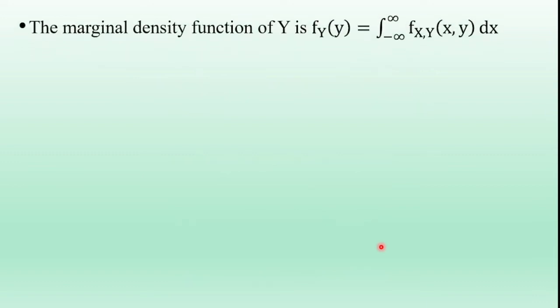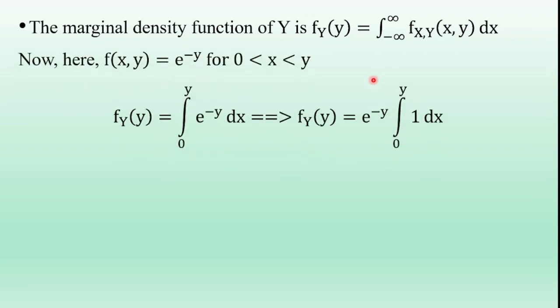Next, find the marginal density function of random variable Y. We know that the expression of the marginal density function of the random variable Y is f_Y(y) equal to the integral from minus infinity to infinity of f(x, y) dx. Given that the joint density function is e power minus y for x from 0 to y, applying the given data here, f_Y(y) is equal to the integral from 0 to y of e power minus y dx. When we substitute the given density function, the range of x is 0 to y.